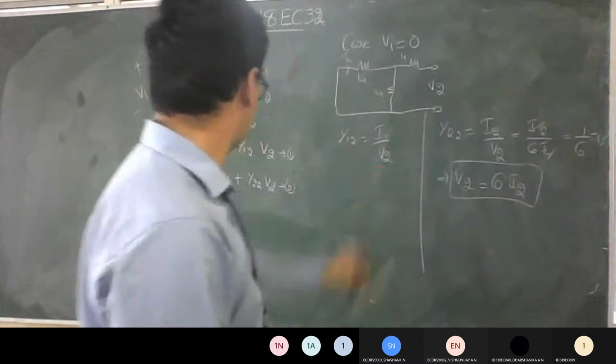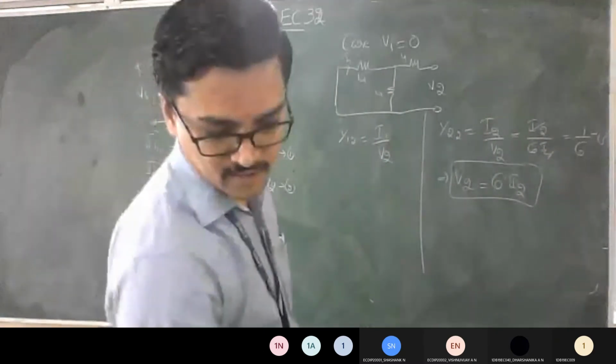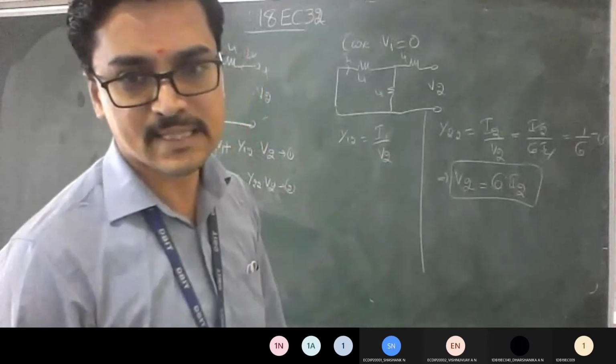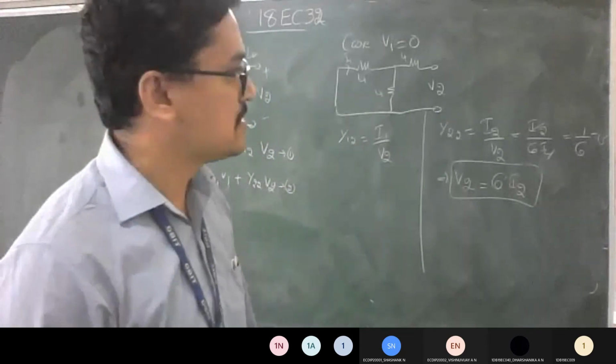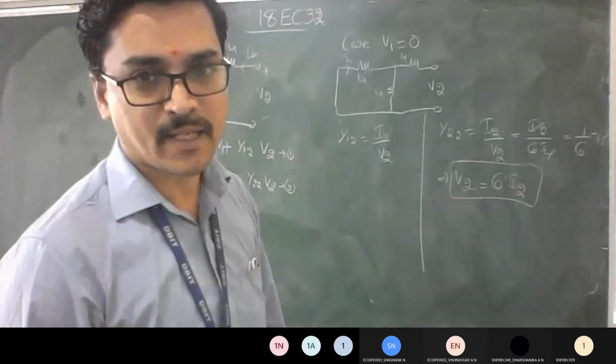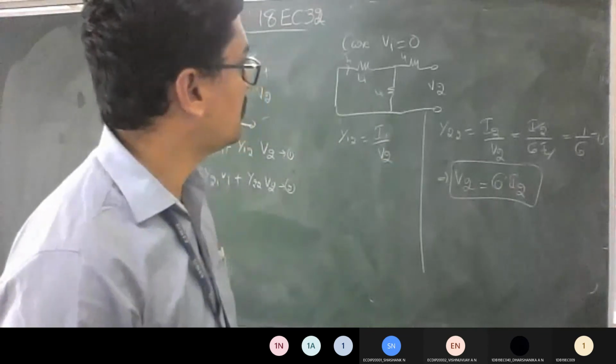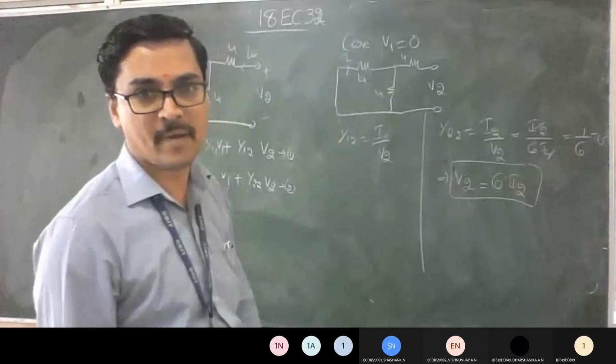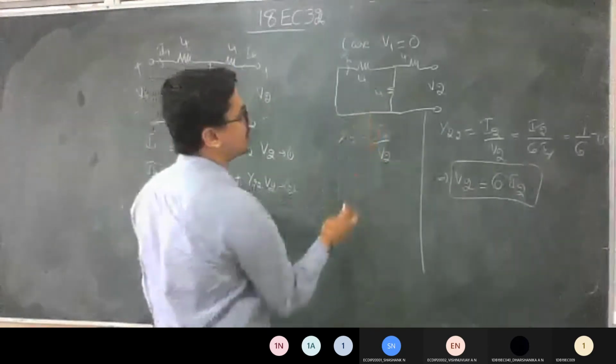So you can look at the answers. What did you get earlier? What was the 1 by 6 answer? It was Y11. See, Y11, Y22, you got 1 by 6. It's symmetric. Clear? So same way you now calculate this. To calculate this, what is the thing I told? Branch current. So now what is the branch current here?